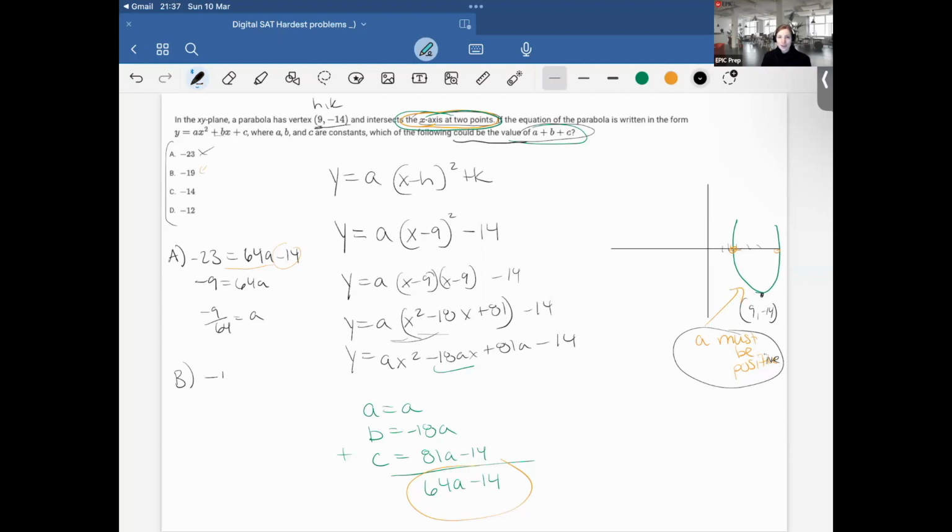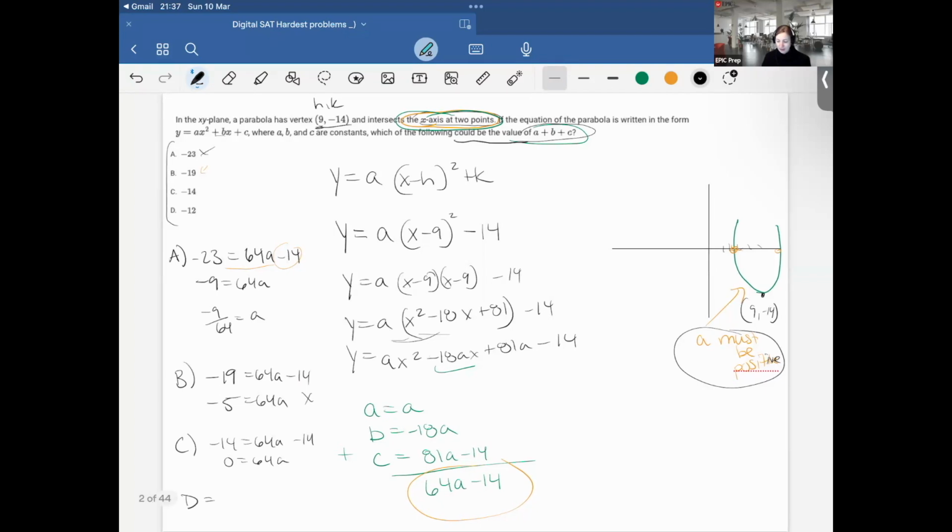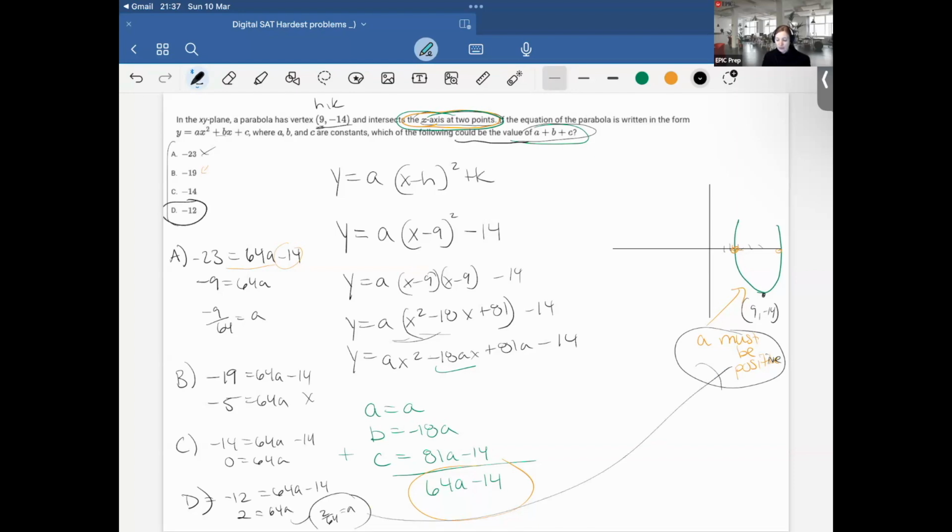I'll just write it out for learning purposes. So this would be -5 equals 64a. That'll be negative. C will result in a 0 value, which also no. So therefore, D must be our winner, but let's make sure and see why. -12 is equal to 64a minus 14. So I get 2 equals 64a, and 2/64ths equals a. That is my only positive value, and therefore that must be our answer.